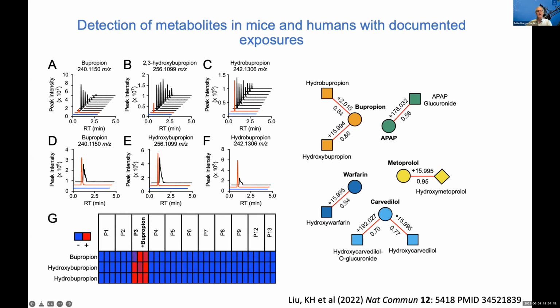And then going into humans with documented bupropion exposure, we accessed a cohort of people participating in a clinical trial at Emory whose drug exposure was documented. And we tested all of them for bupropion and its metabolites. And what you can clearly see is that, yes, the parent compound and both metabolites were identified in all three samples from this individual, and only in this individual who was the only one taking bupropion.